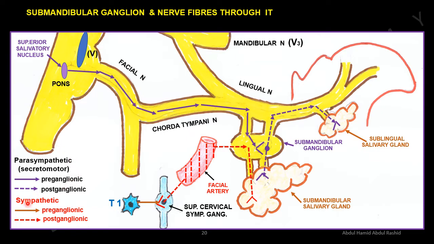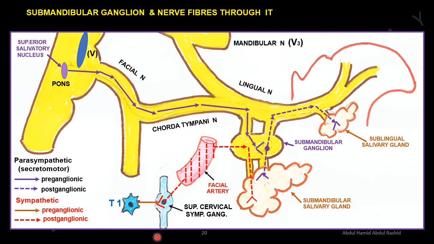Next is sympathetic, very much similar to parasympathetic. They also have continuous preganglionic fibers and dotted postganglionic fibers. From where do they come? T1, that is the first thoracic segment of the spinal cord, the nucleus is there, and comes out through the first thoracic spinal nerve. So it's a straight continuous line. So that is preganglionic sympathetic fibers.